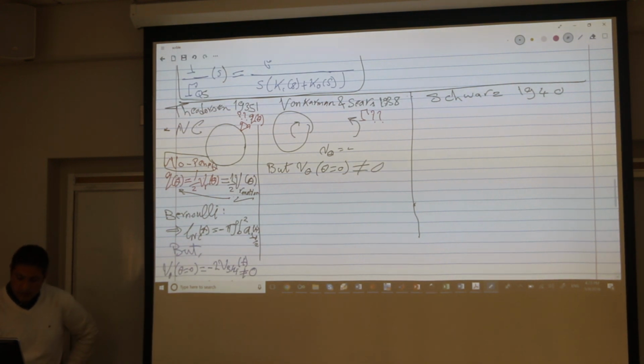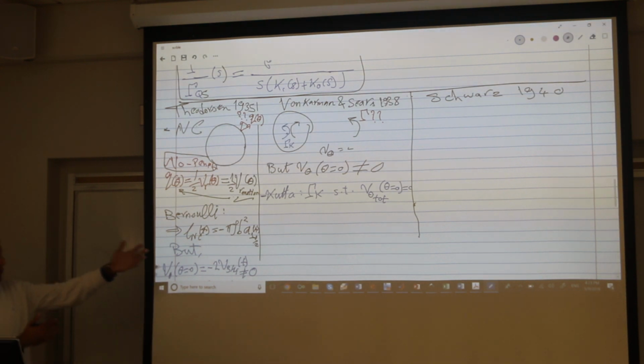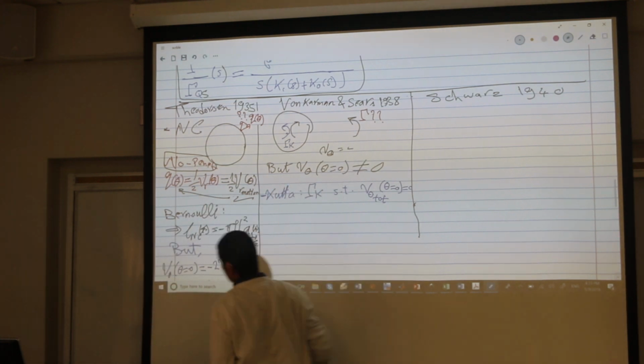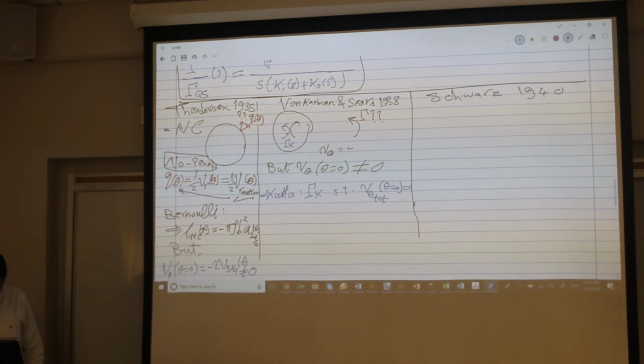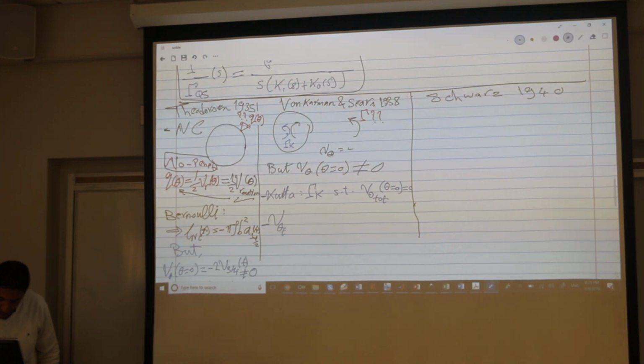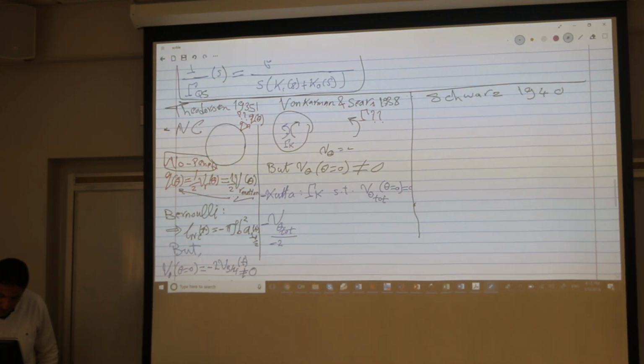not 0. So they added gamma Kutta here, right? Such that v theta total at theta equals 0, this is 0. Now we got the value of gamma Kutta, and still this guy is unknown. So from the v theta total, we can divide this by 2 sine theta, it's a function of theta.